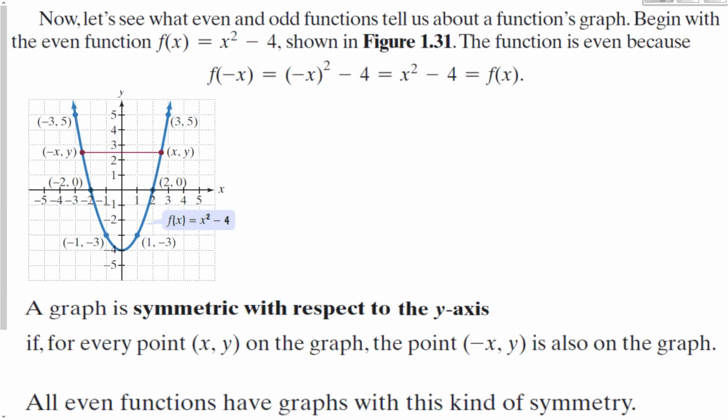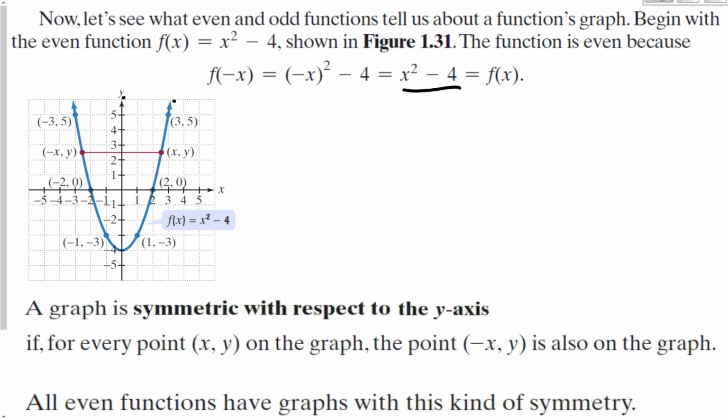And why we care about this is we can see what even or odd functions tell us about a function's graph. If we start with an even function, f of x equals x squared minus 4, if I plug in a negative x, I get negative x squared minus 4, or positive x squared minus 4, so we get our original function back if I plug in negative x. If I were to graph this function, it is a parabola. Here's the graph of x squared minus 4.